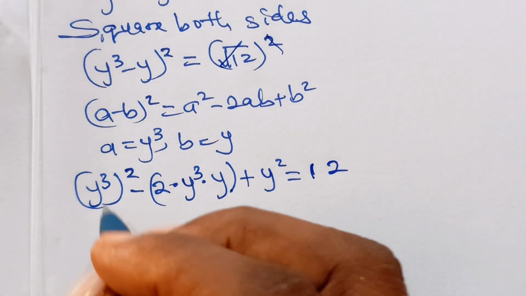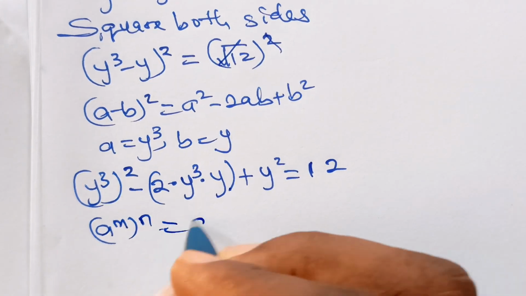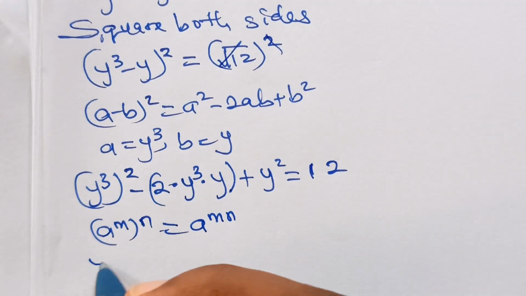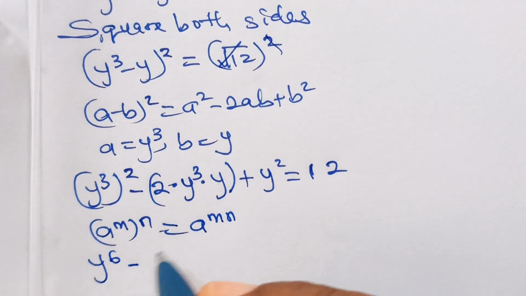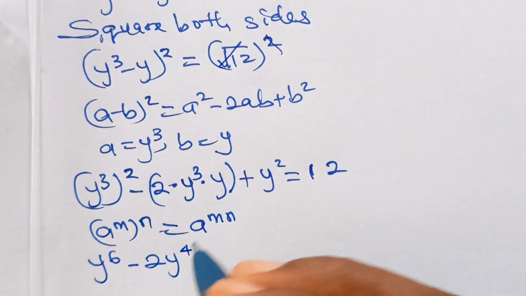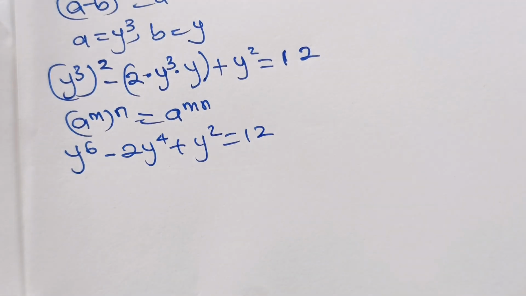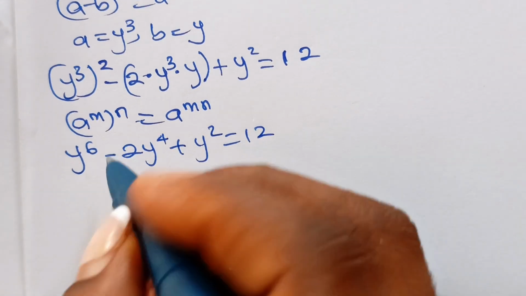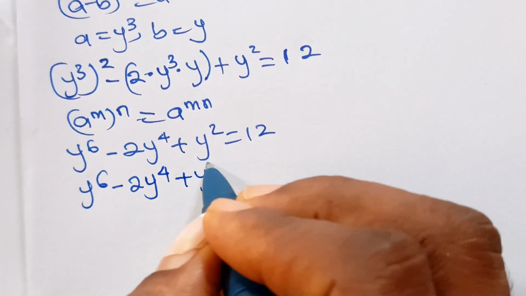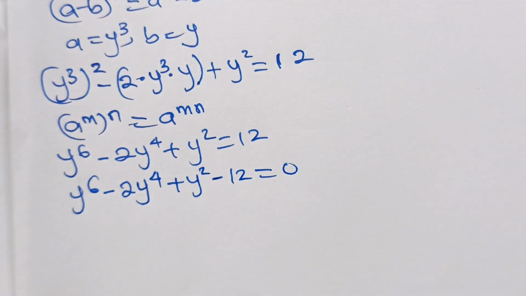Okay, all right. Now we have, when you have a to the power of m, raised to the power of n, it is equal to a to the power of m times n. Therefore, we can write this as y to the power of 3 times 2, which is 6, minus 2y to the power of 4, plus y squared is equal to 12. Now, let's bring this 12 in. So if we do that, we have y to the power of 6 minus 2y to the power of 4 plus y squared, minus 12 is equal to 0.